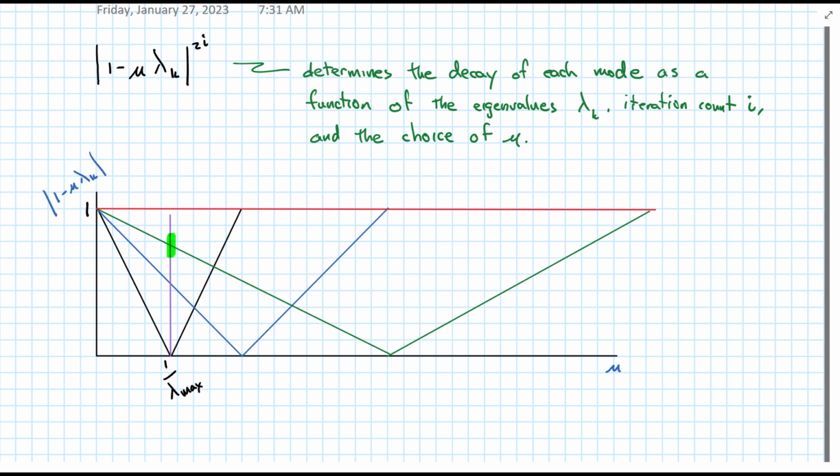We would like all of these values to be as low as possible. Well, we could choose, let's take 1 over lambda min, but in this example, at that point, the mode associated with lambda max won't converge at all, because it's back up here in our danger zone, where above this line and inclusive does not converge.